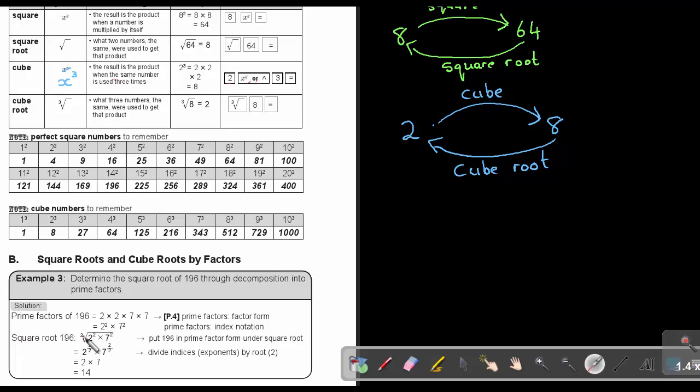If I take the square root of 196, then I will just put the square root, and how will I get it out of the square root? I will say 2 divided by 2, that's 1. 2 divided by 2, that's 1. And then 2 times 7, that will be 14.